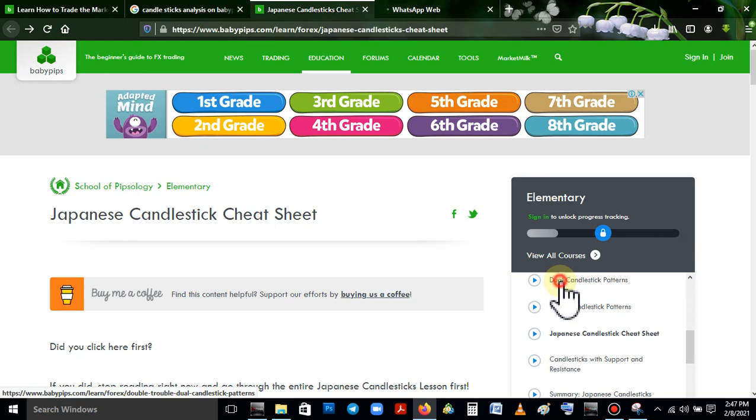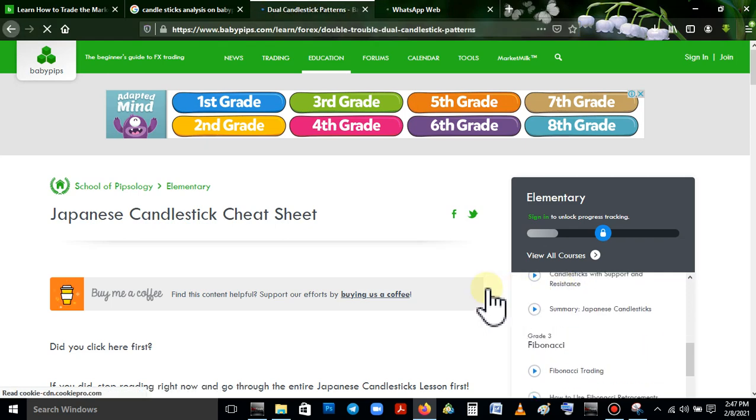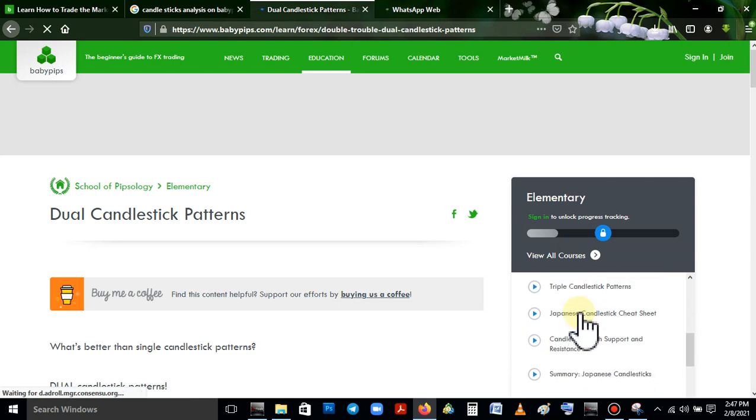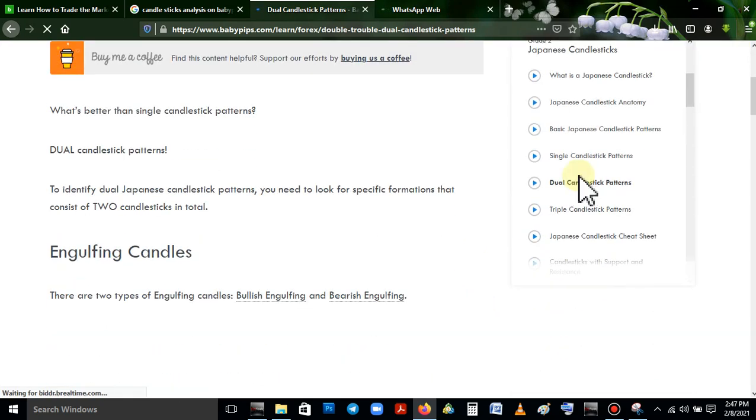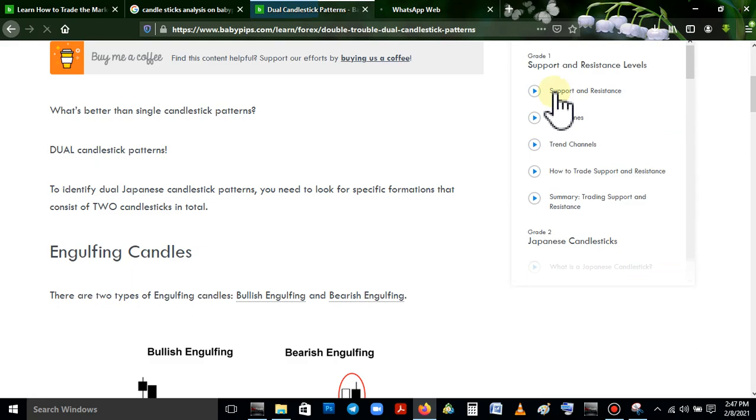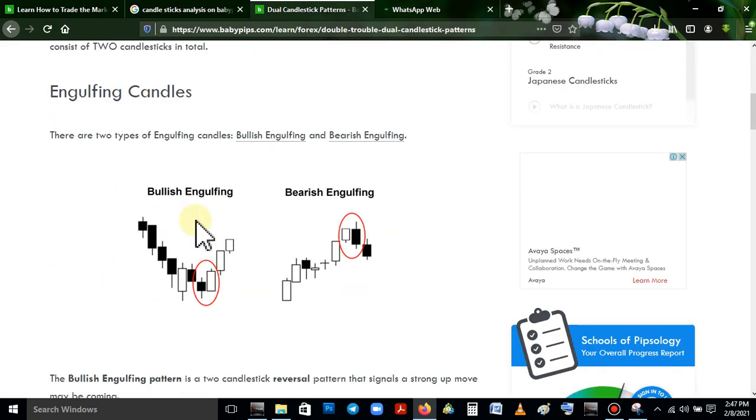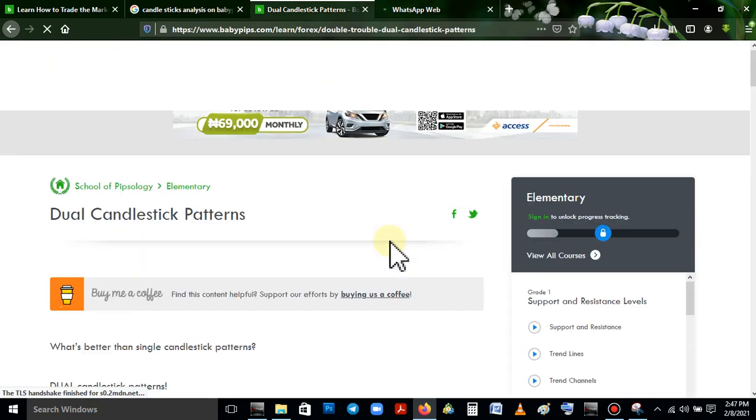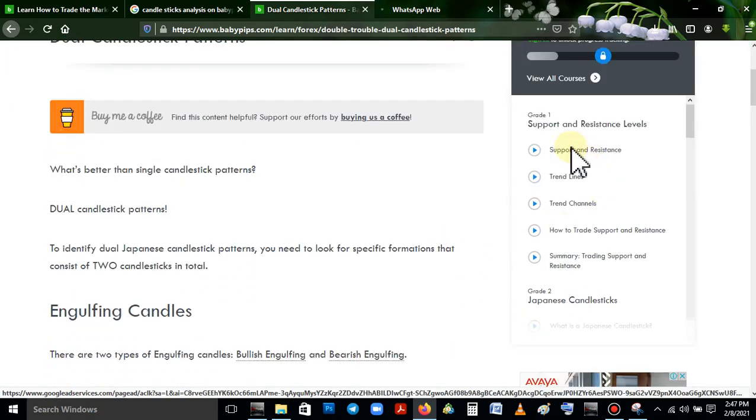This is the dual candlestick formations. Click on it. You can even see, I just saw support and resistance here. Look at support and resistance. Are you seeing that? Now this is engulfing candles and all of that. Read everything you can read about them. Let me just show you what we just learned in class now. This is support and resistance.